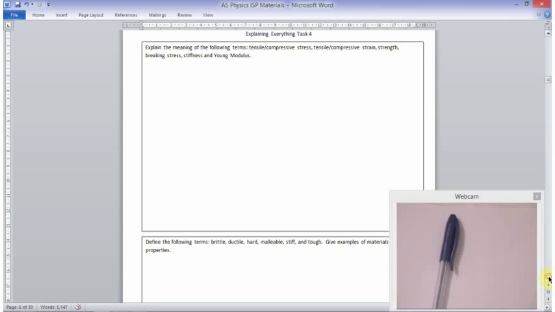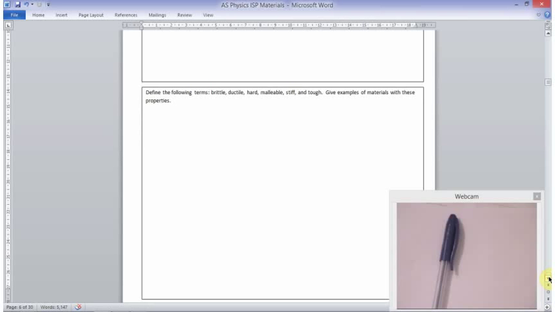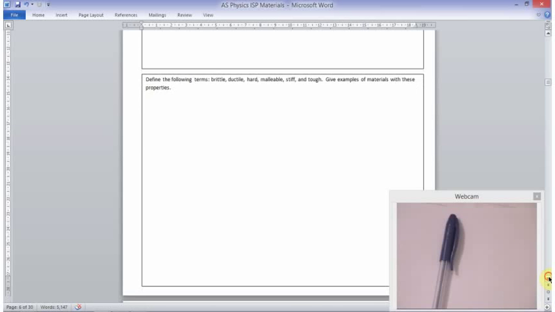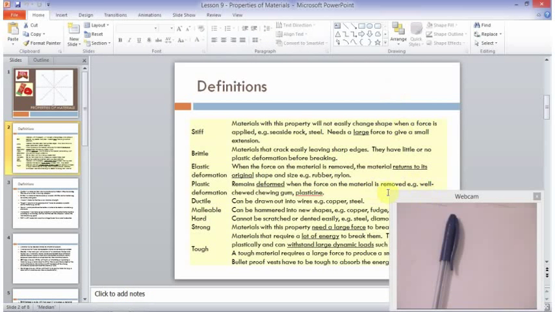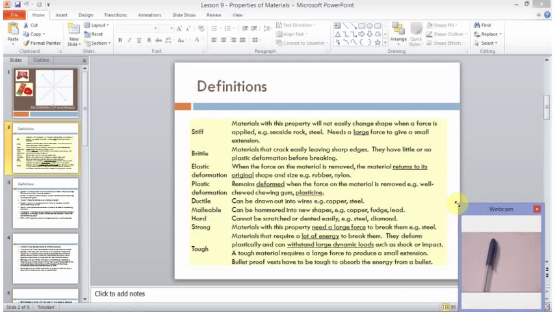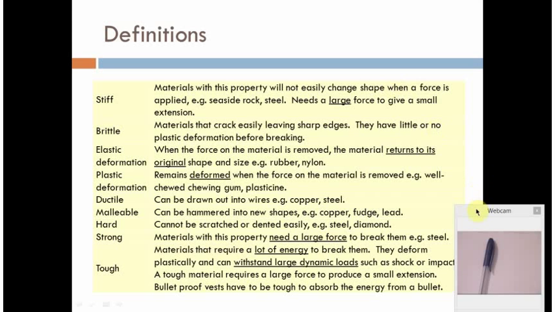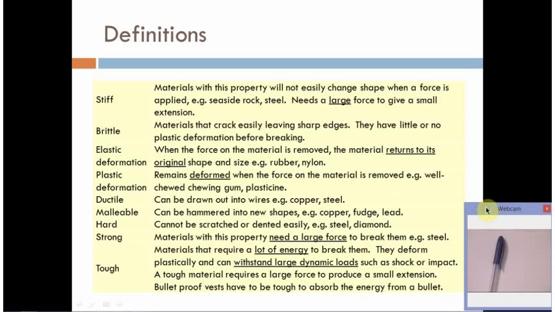So I've got some words over here: brittle, ductile, hard, malleable, stiff and tough. Give examples of materials with these properties. Remember, there's a wonderful PowerPoint on the VLE, lesson 9, which goes through all of this. I'm just going to shrink the webcam for a second. You can see all the words here and what they actually mean. If you need to pause the video at this point so you can see these words a bit clearer, feel free to. All the definitions you need are here.